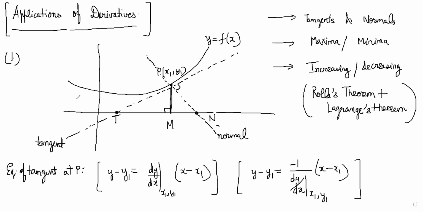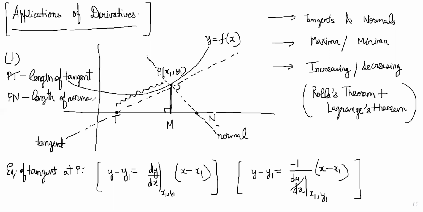Then PT is called the length of tangent, and PN is called the length of normal. This distance MT is called the subtangent, and MN is called the subnormal.